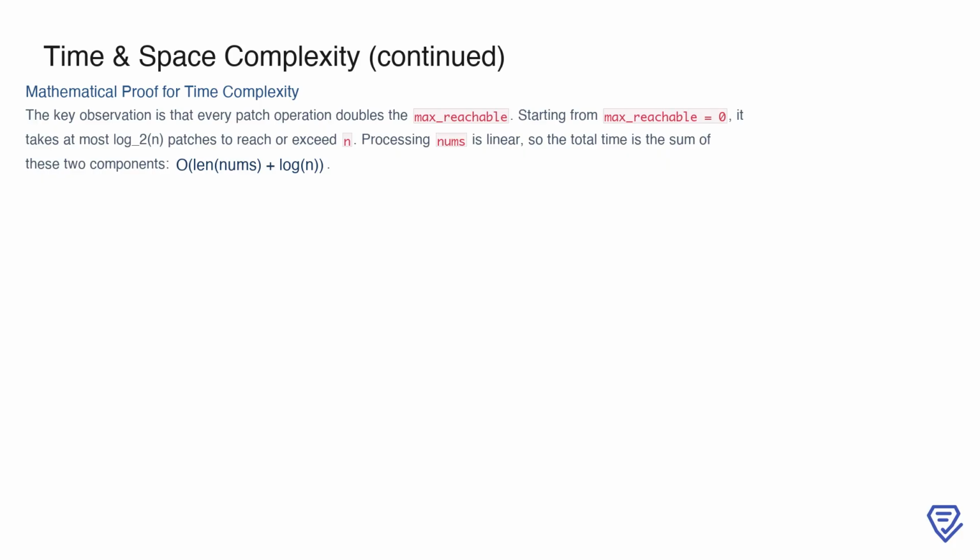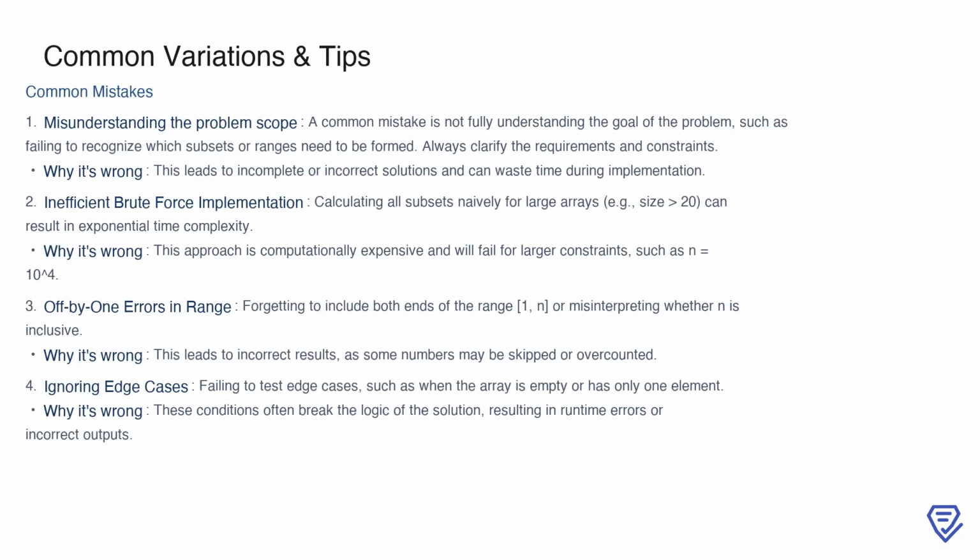sparse input arrays. Here, we're looking at some of the most common mistakes when solving the patching array problem. First, misunderstanding the problem scope is a frequent issue. It's essential to fully grasp the goal, like knowing which subsets or ranges need to be formed. If you overlook these requirements, your solution might miss critical cases, leading to errors or wasted time during implementation.